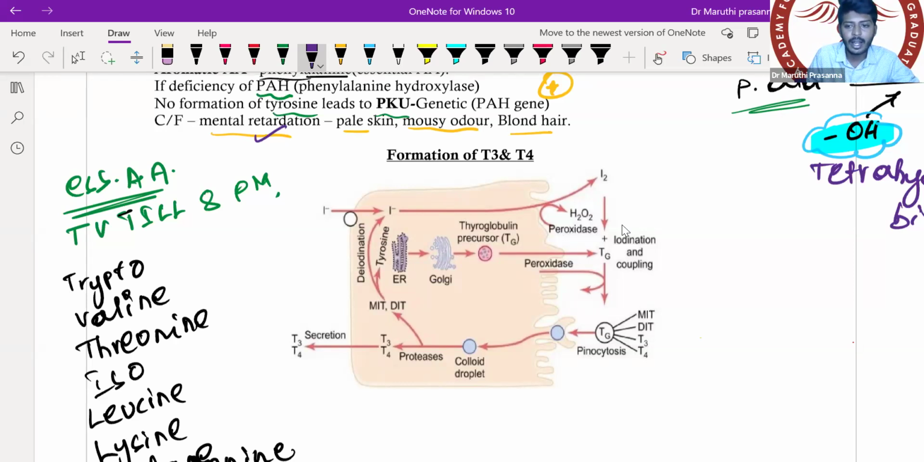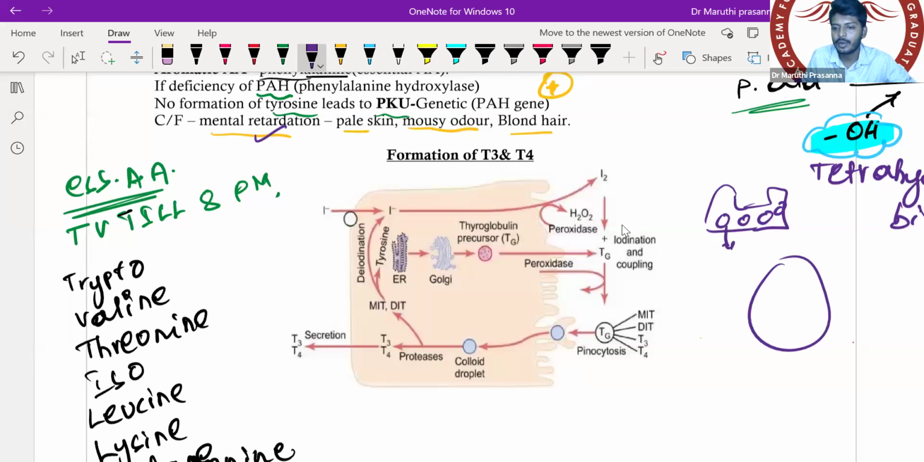So once the thyroid gland absorbs the iodine, if you consider this a thyroid gland, the thyroid gland has follicles called thyroid follicles. If I take one follicle and put it outside, this follicle will have an epithelium called follicular epithelium. Inside the thyroid follicle, whatever is there is called colloid.